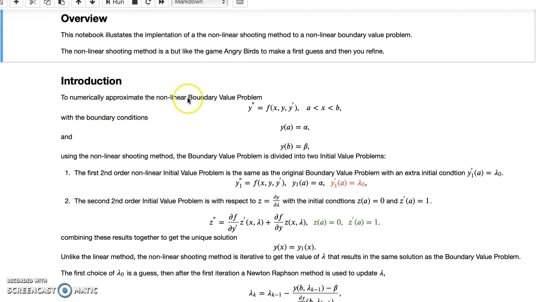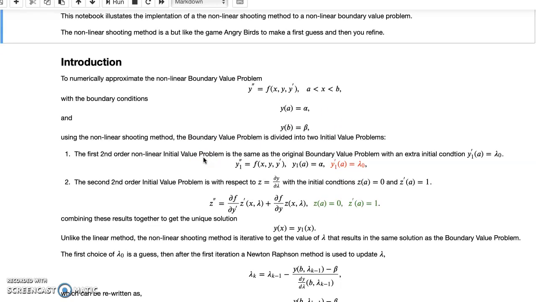In general terms, what we have is a nonlinear second order boundary value problem. y double dash equals some function of x, y, and y dash between the points a and b. We're given the boundary at a and we're given the boundary at b. So that's everything we're given. Like with the linear case, we divide this into two second order initial value problems.